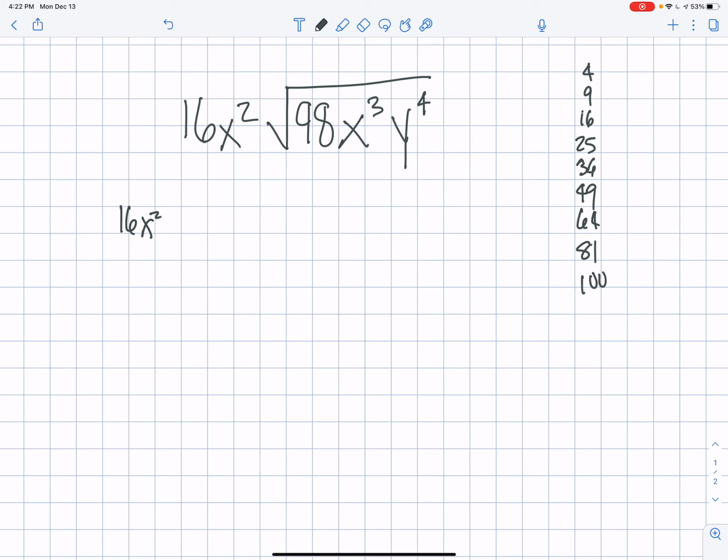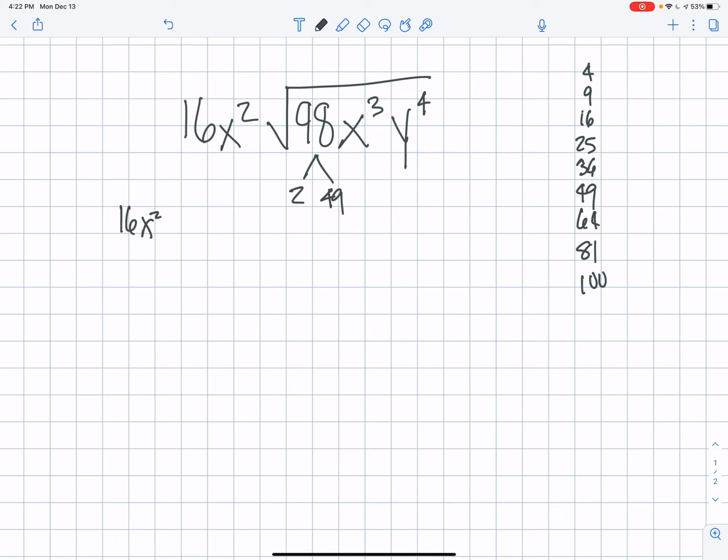So 98, let's see. It's not 64. 49 times 2 is 98. Yeah, so it's got to be 2 times 49. So even if I'd have just divided by 2, I would have gotten there as well.